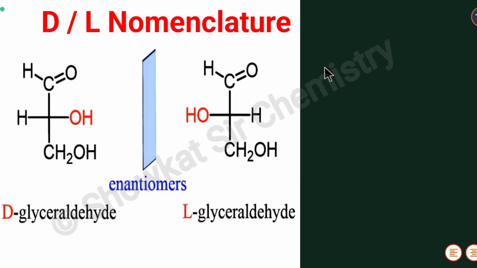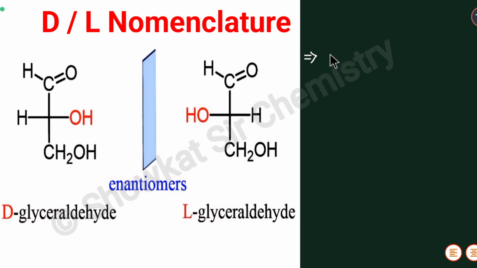Today in this video we will learn about DL nomenclature, capital D and small l nomenclature, and also the RS nomenclature. So let's start first with DL nomenclature, capital D, L. What is this actually? This is the nomenclature given to chiral compounds, that means those compounds which are optically active, right? And it is given particularly to the sugars and the amino acids.